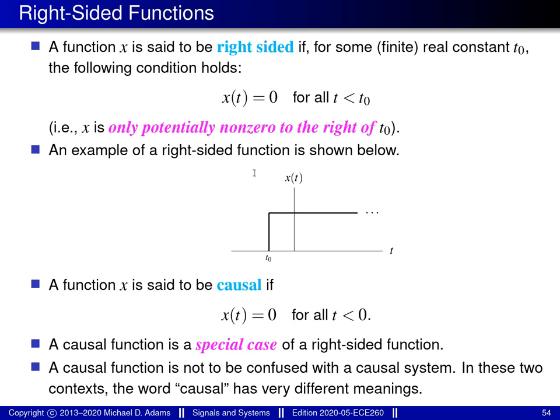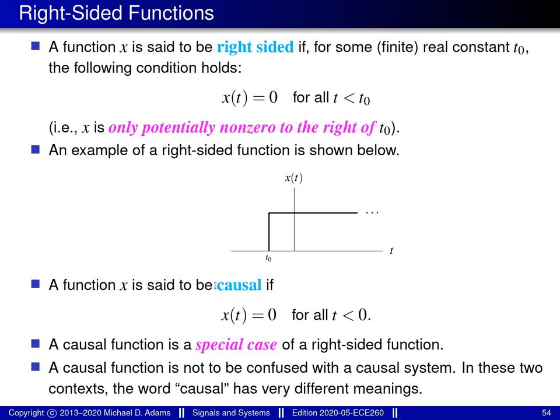An example of a right-sided function would be the function that's shown in this graph here. This function x is right-sided because there exists a place on the horizontal axis, which I'm going to call t0 here, such that everywhere to the left of it the function is 0. In other words, the function is only potentially non-zero to the right of t0.